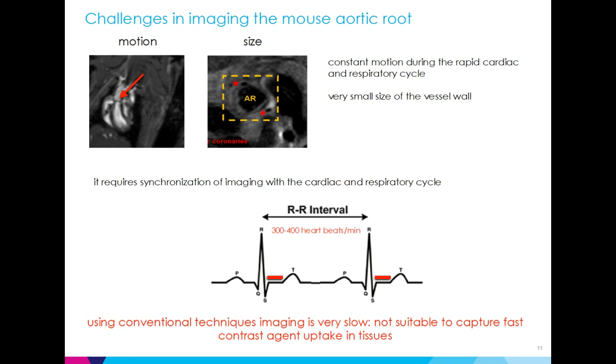So, of course, the problem is that to acquire very high resolution images, being able to acquire only a few K-space lines per heartbeat takes many, many heartbeats, and so it's very slow. And this kind of imaging may not be suited to capture the fast kinetics of contrast agent entering plaques in the aortic root.